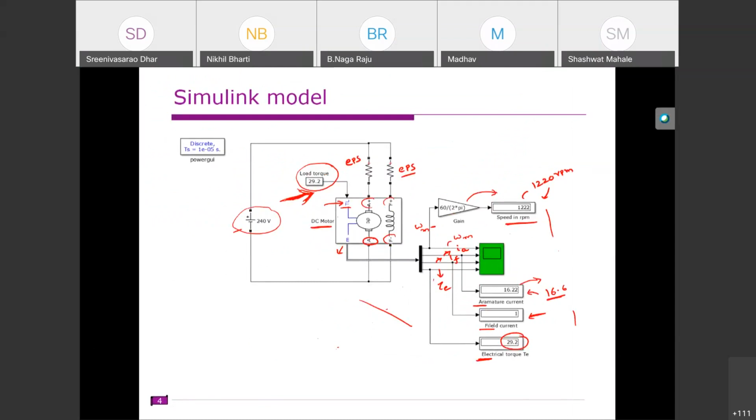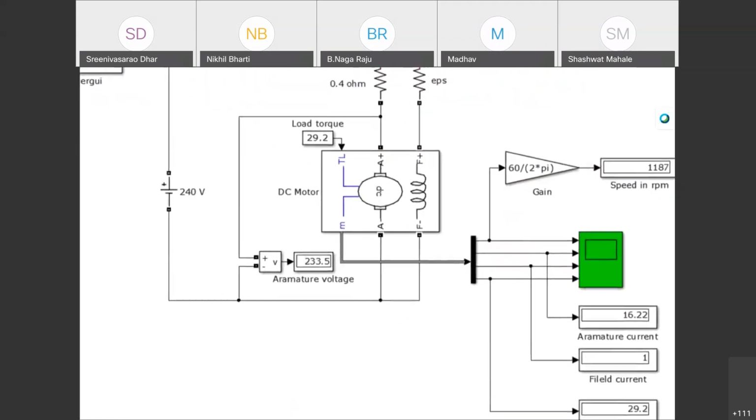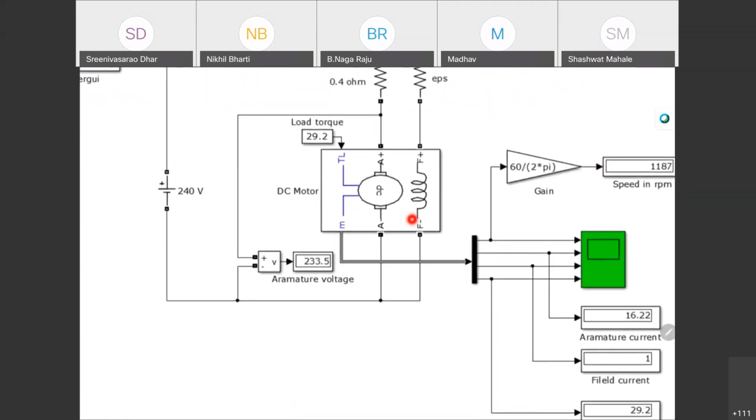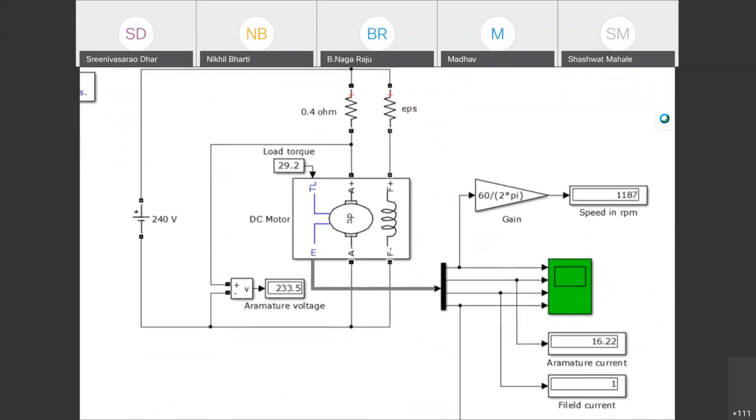So this is how we will model the DC machine, and we are measuring the different parameters. Next we will implement the armature current, armature voltage control. So everything is the same, right? Just I added something.